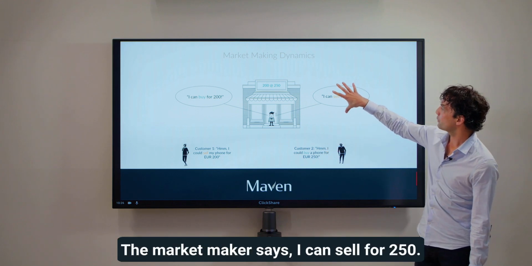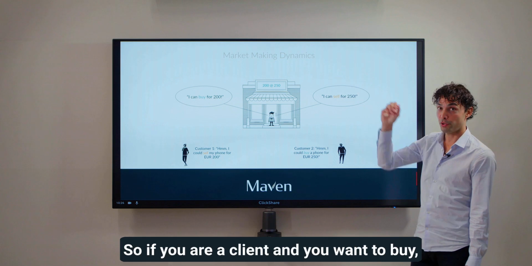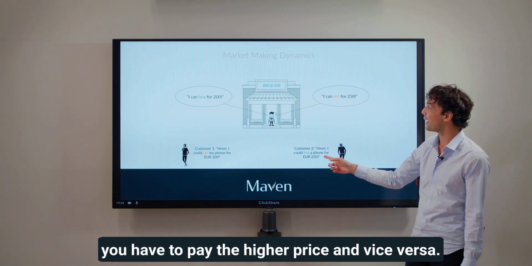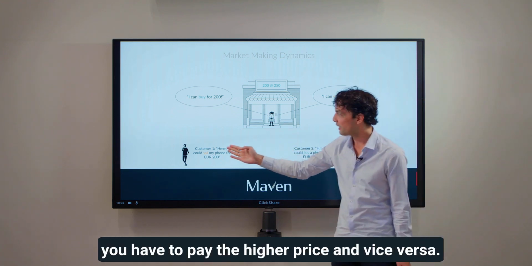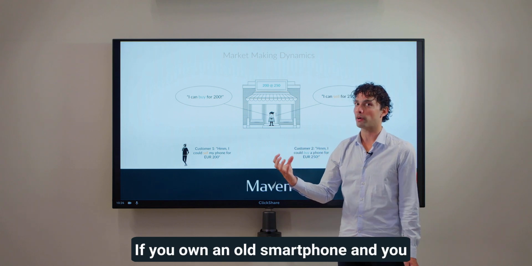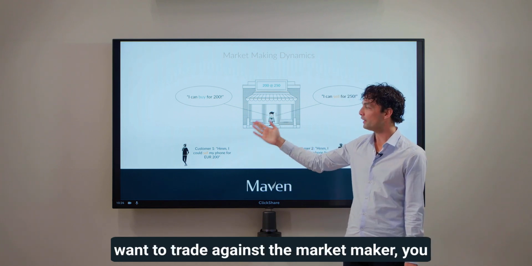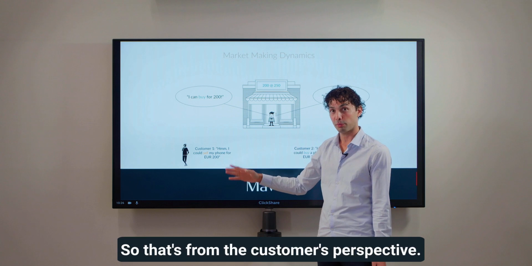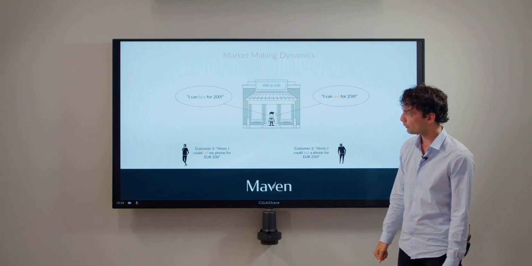The market maker says, I can sell for 250. So if you are a client and you want to buy, you have to pay the higher price. And vice versa, if you own an old smartphone and you want to trade against the market maker, you can only sell it for the lower price. So that's from the customer's perspective.